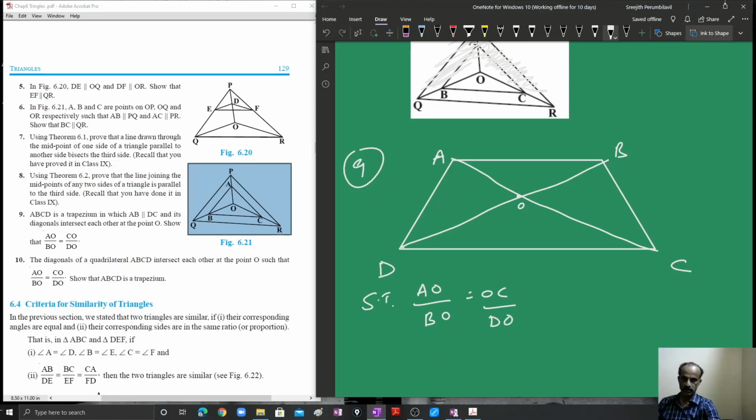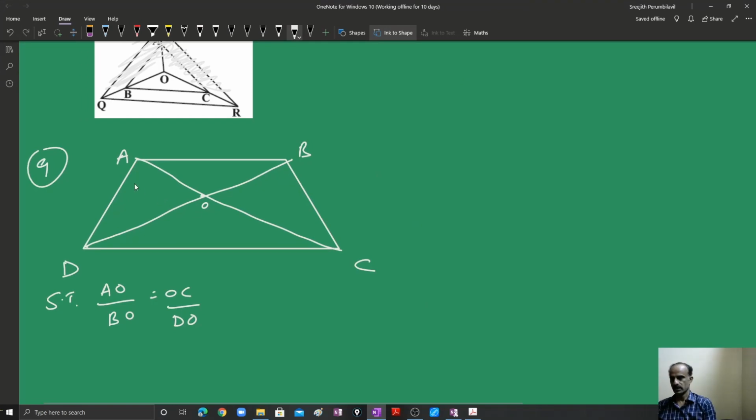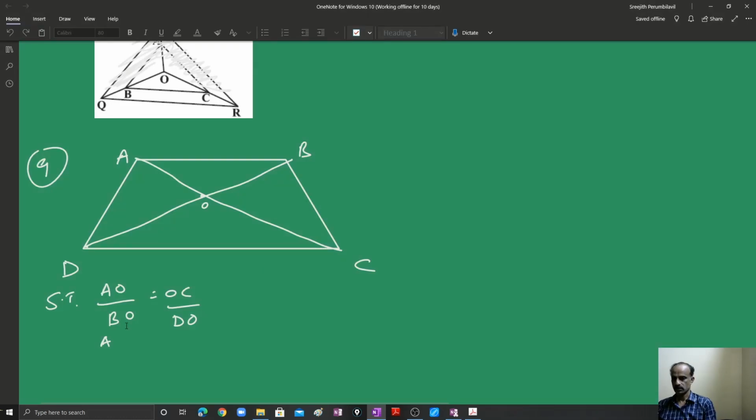Whenever you get a question like this, just think that you can do this also. Instead of proving this, you can prove AO by OC is equal to BO by DO. These two can be exchanged, right? The property is known as alternando. Forget about that. So this is same as AO by OC is equal to BO by DO. Same as proving this. Fine.